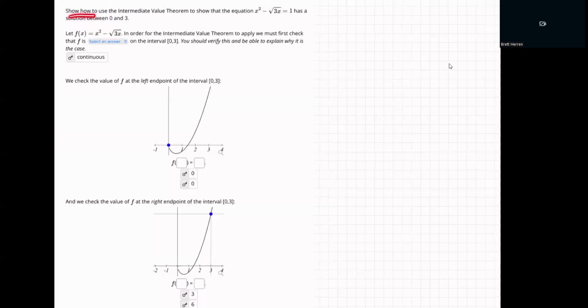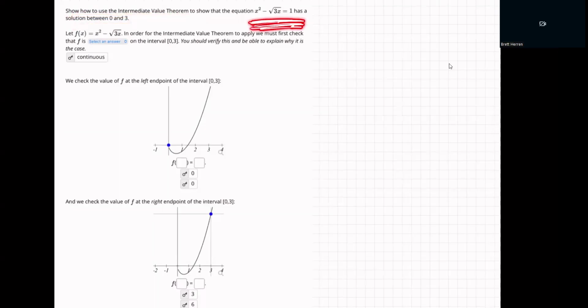This question says, show how to use the intermediate value theorem to show that the equation x squared minus root 3x equals 1 has a solution between 0 and 3. How would you do that? Like if somebody gives you this equation, how would you know for sure that there's an answer to that equation?